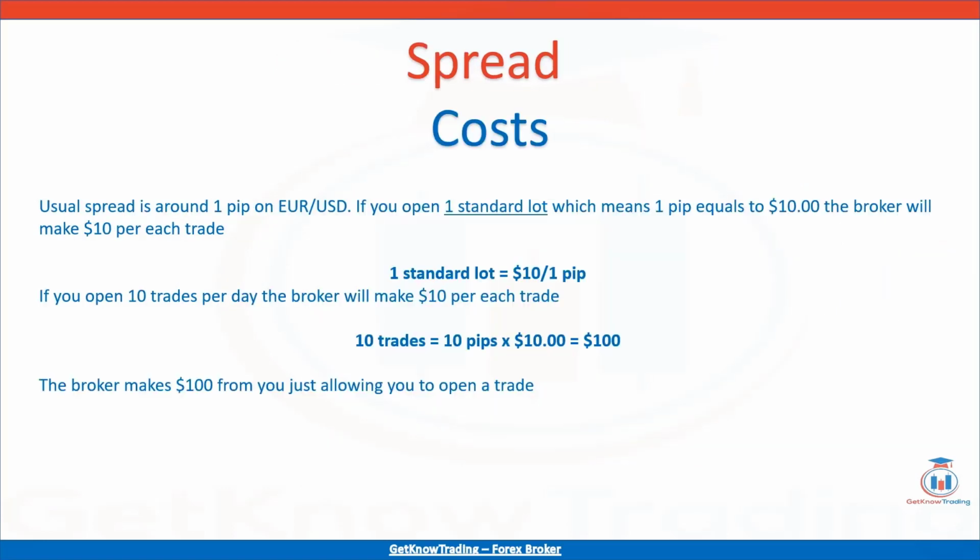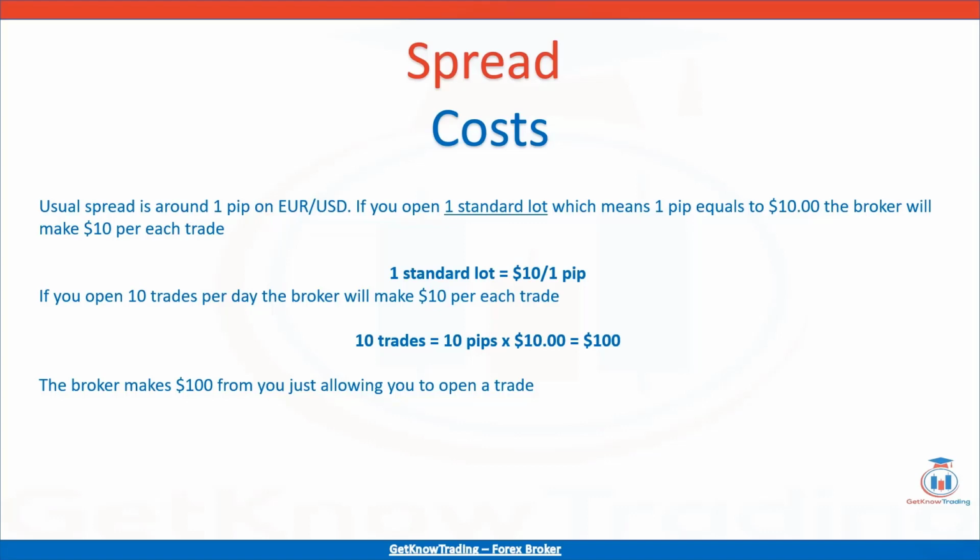Here is an example how they make money. Usual spread is around 1 pip on EUR/USD. If you open one standard lot, which means 1 pip equals $10, the broker will make $10 per each trade. One standard lot is equal to $10 per pip. If you open 10 trades per day, the broker will make $10 per each trade. So this gives us 10 pips multiplied with $10 equals $100. The broker makes $100 from you just allowing you to open a trade.